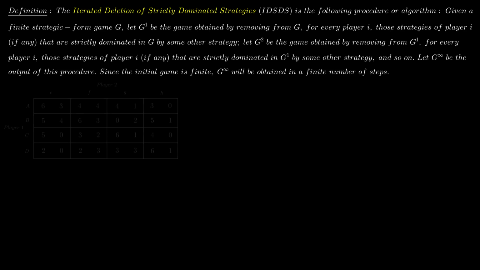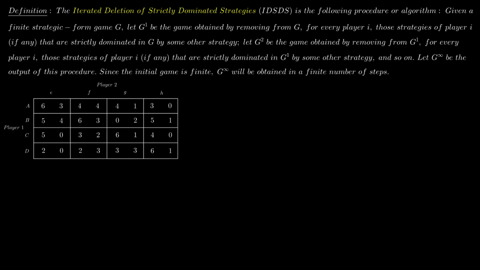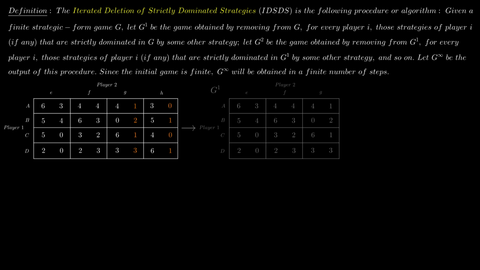The game in this table illustrates this procedure. Notice that H is strictly dominated by G for player 2. 1 is better than 0, 2 is better than 1, 1 is better than 0, and 3 is better than 1. So we delete H from the game, and this is the resulting game. Now comparing strategy C with D for player 1, we conclude that C strictly dominates D, and so we delete this row from the game, and the resulting game is this one.